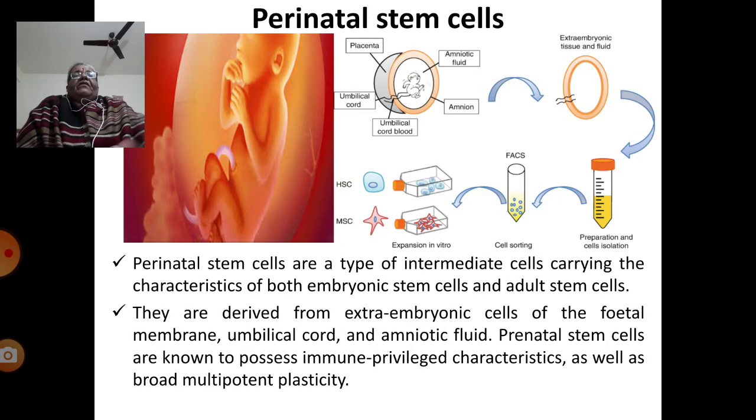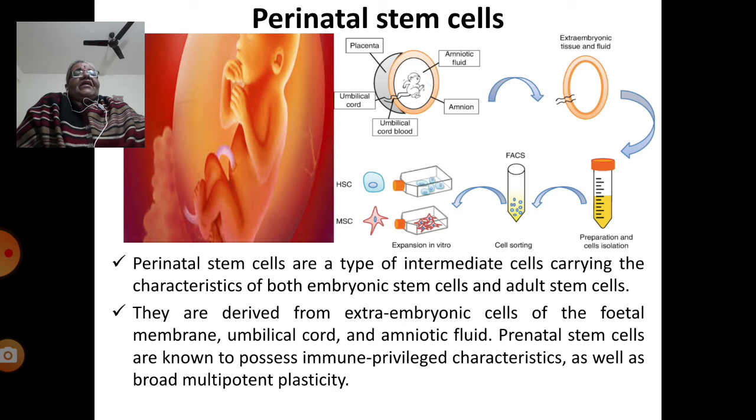Alright. Then the fourth category, perinatal stem cells. They are a type of intermediate cells which have the characteristics of both embryonic stem cells and adult stem cells. Okay.